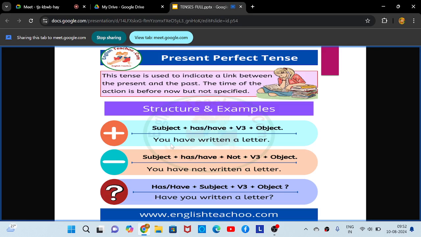For example, subject plus has or have plus V3 plus object is the format: You have written a letter. That is in present perfect tense. If I want a negative form, then I can write: You have not written a letter. And if it is a question, then it will be: Have you written a letter? This is one example that I got from Google.